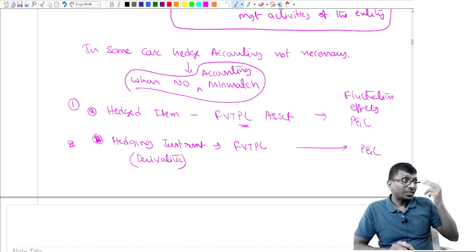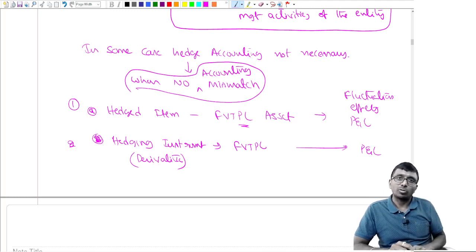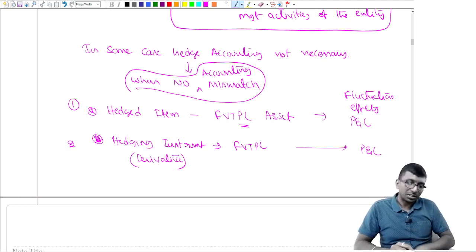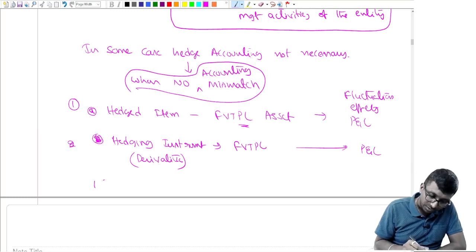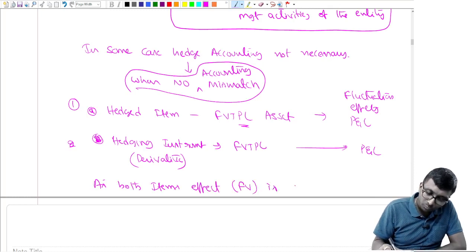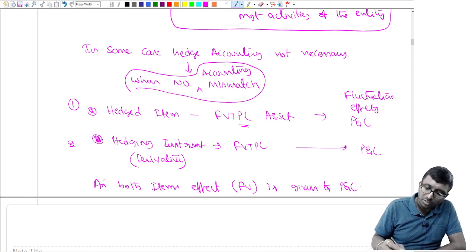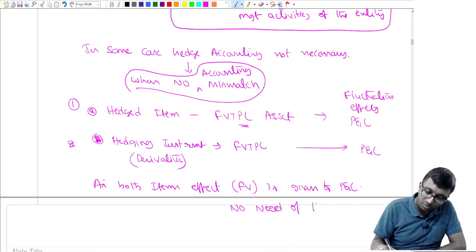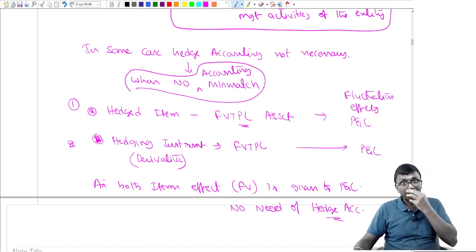Now, suppose one effect is given to P&L and one effect goes to OCI, then hedge accounting is required under this circumstance. But as both items' fair value effects are given to P&L, there is obviously no need of hedge accounting. That is situation number 1.